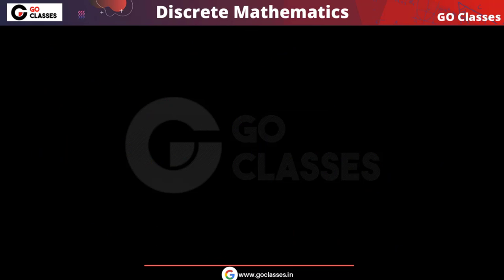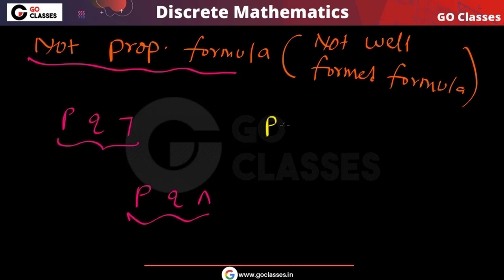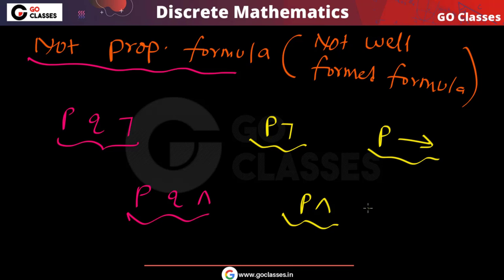Now, what is not a propositional formula, or what is not a well-formed formula? For example, this type of thing does not make any sense, so it is not a propositional formula. This also does not make any sense, so this is not a propositional formula. Similarly this does not make any sense, so this is not a propositional formula.